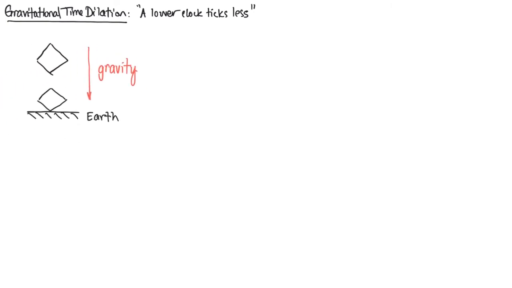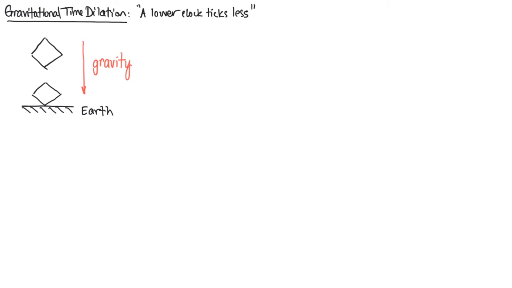We have two clocks, and they're each at different heights relative to the Earth. So we have the Earth right here. We have a clock that's low to the ground and a clock that's higher up. And I've indicated here the fact that there's a gravitational attraction towards the Earth. So these clocks are in a gravitational field. When we say a lower clock ticks less, we mean the one that's closer to the Earth is going to tick more slowly than the one that's higher up.